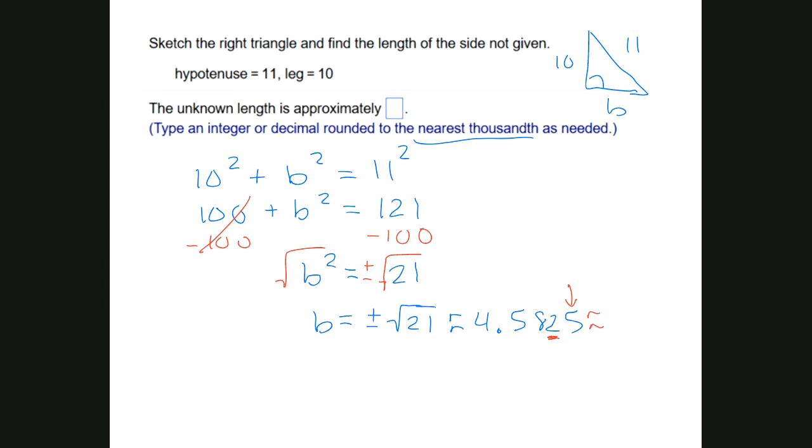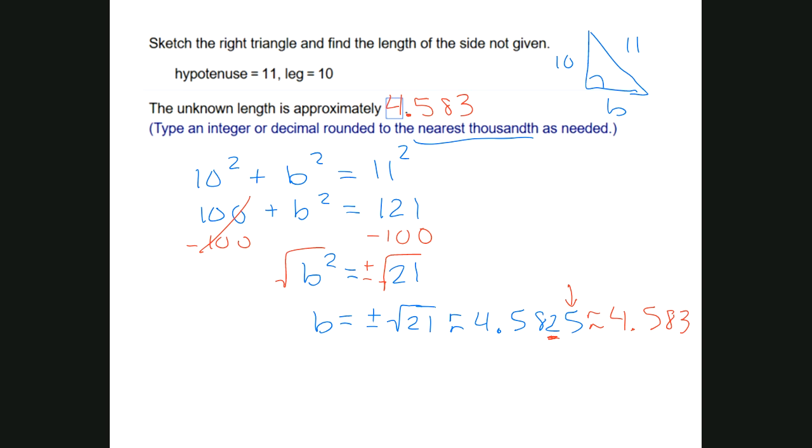So in rounding, this number 5 is 5 or greater, so I need to add 1 to the thousandths position. So this is going to give me 4.583. Notice it's telling us approximately, so that's a hint for you that we will be placing this in our calculator.